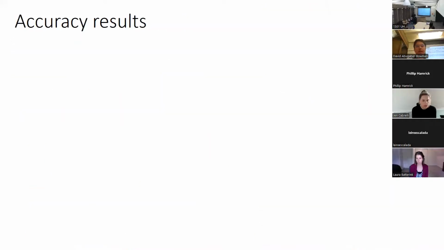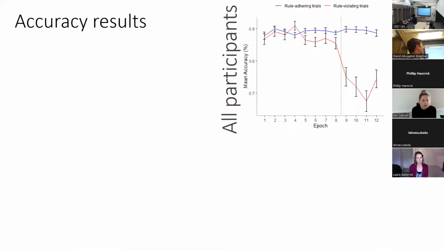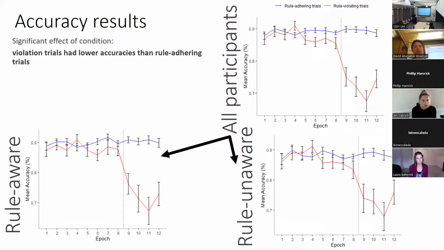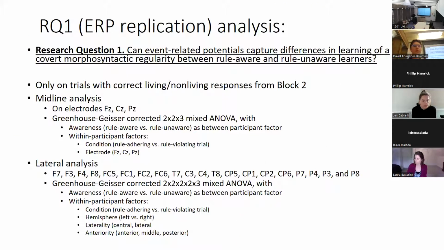Okay, when we look instead at the accuracy results, the same storyline comes through. Here they have lower accuracies for rule violating trials. It holds up in both the aware and the unaware participants. And we had a significant main effect of condition, but again, no main effect or interaction from rule awareness. So those are just the behavioral results. Up to now, we're pretty good. We can see that the experiment is producing some learning effect, and actually, just like in Pattern et al. 2014, it's equivalent between the rule aware and the rule unaware participants.